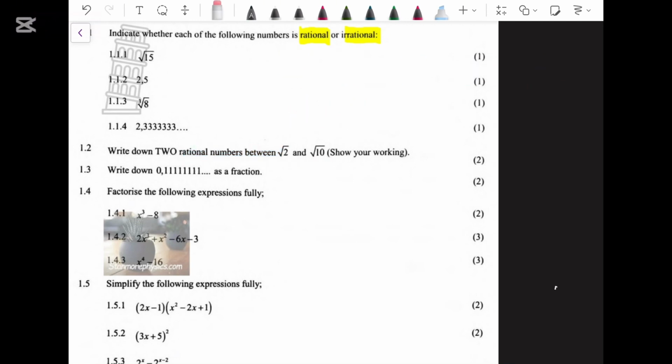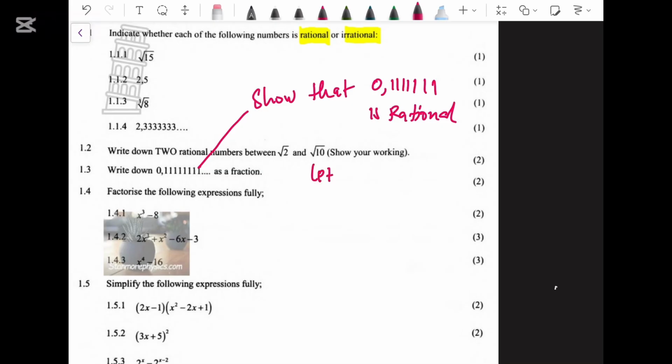Move to the next question. Write down 0.111111 as a fraction. Sometimes in a test or exam, they will say to you, show that 0.111111 is rational. Remember, rational numbers can be written as a fraction. So now here we say let 0.111111 recurring be equal to x.